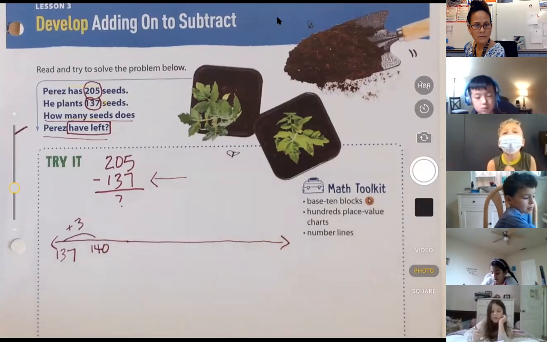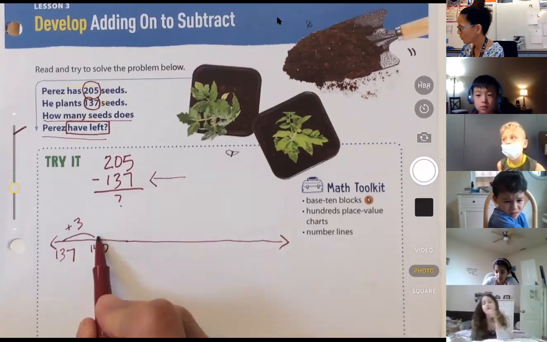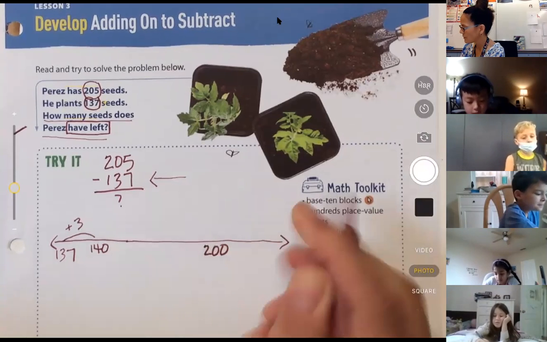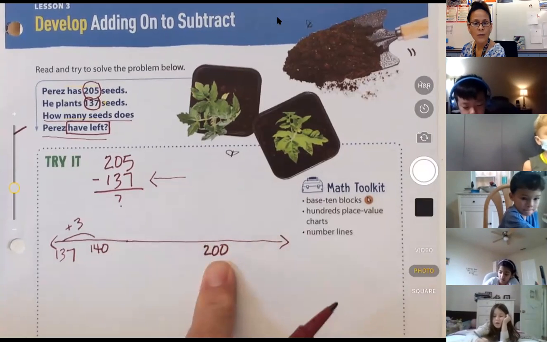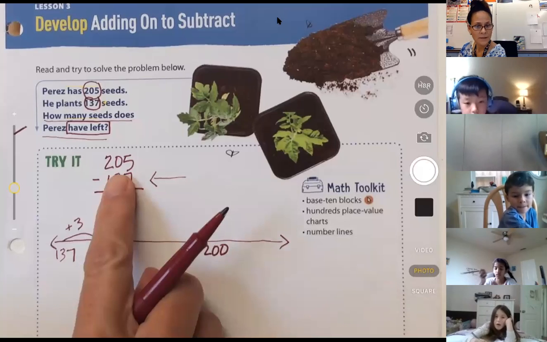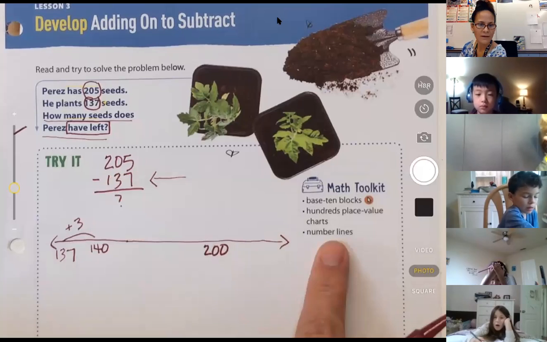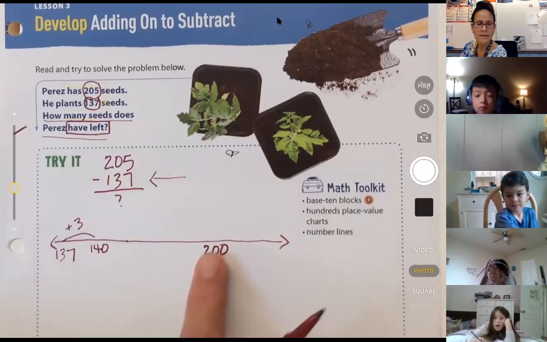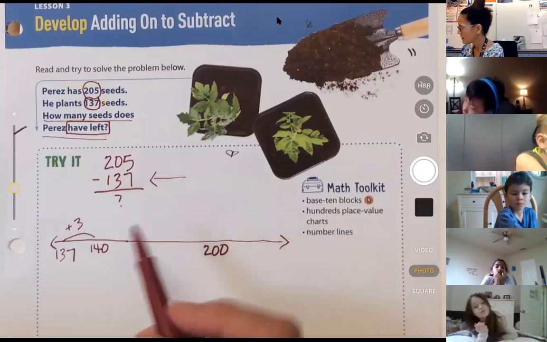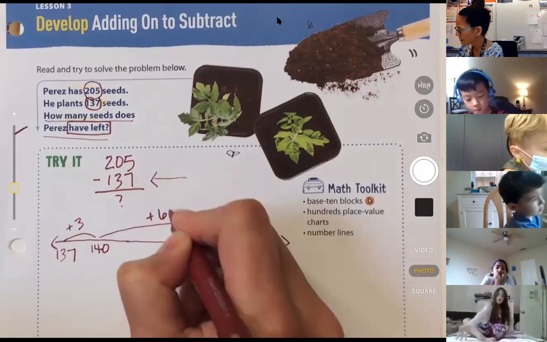And from there, I'm going to need to go to the nearest 100, which is going to be 200. We go to the nearest 100 without going over the original quantity or amount. If I were to go to 500, for example, that would be way too many. We need to go to the nearest 100 without going over the original amount. So that jump is going to be 60 more.